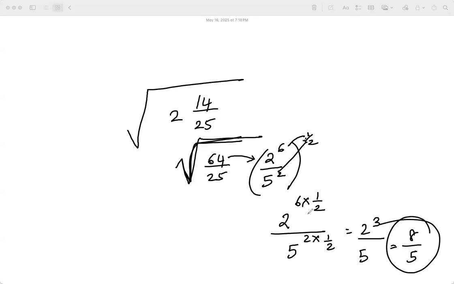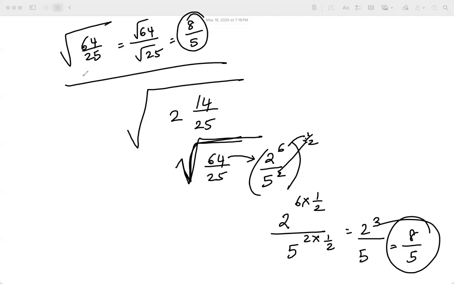Is this easy? Yes. A lot more. But you know what? They introduce you to this only in Algebra 1. Basically, how you need to learn is 64 by 25. What is the square root of 64? What is the square root of 25? 8 by 5. This is how you are going to solve.